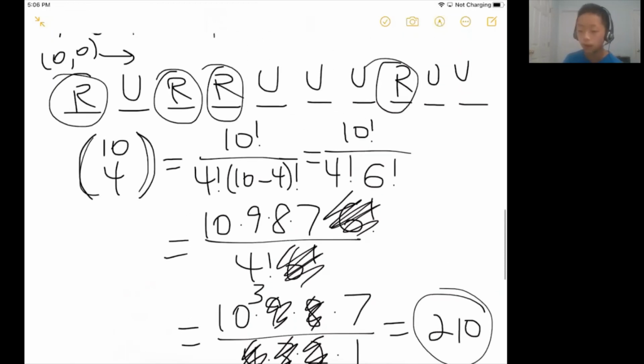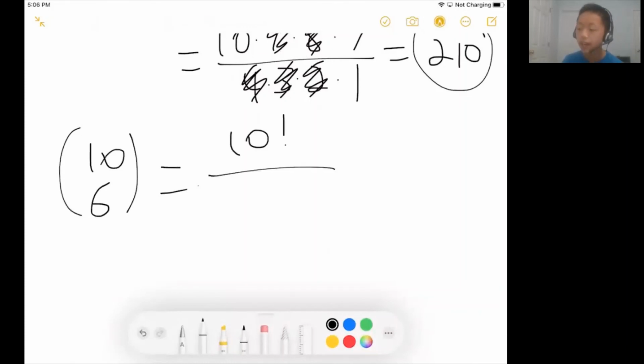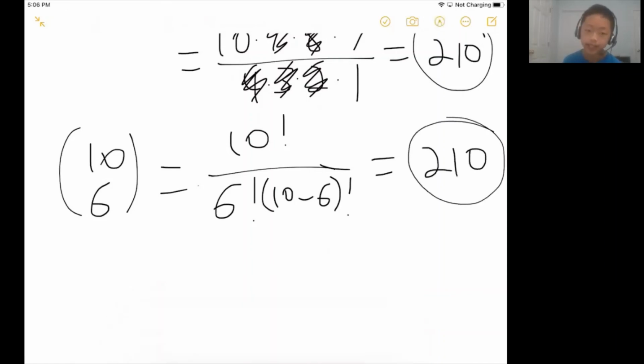That's similar to what's going on in this case. We did 10 choose 4, which represents the number of ways to choose 4 of the slots to be an R. Similarly, we could have chosen which of the slots to be a U, which would have been 10 choose 6. If you were to do 10 choose 6, you would go through the exact same calculations: 10 factorial over 6 factorial times (10 minus 6) factorial. If you did the math all over again, you would find this also equals 210. So it doesn't matter whether you do 10 choose 4 or 10 choose 6, it'll give you the same answer.